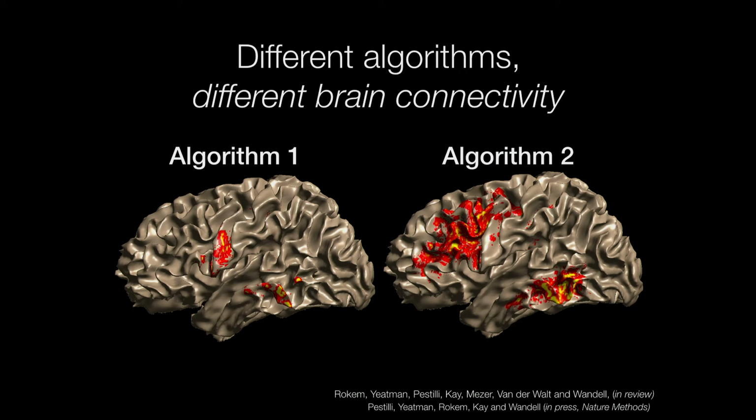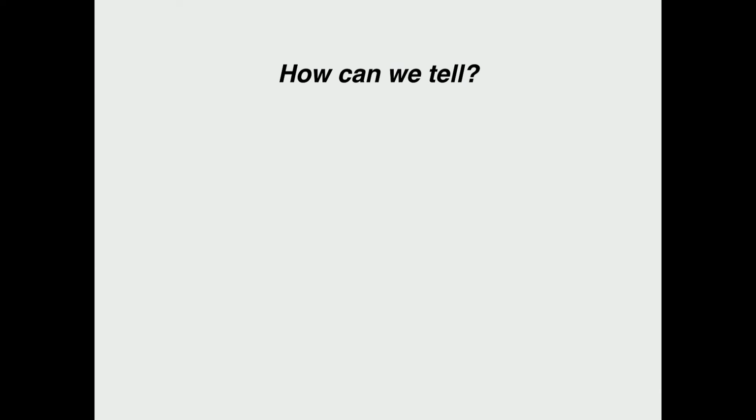Not only that, these different algorithms tell us quite a different story about the connectivity. This, again, is this first algorithm. If we look at the endpoints of the arcuate fasciculus on the surface of cortex, you might see quite different endpoints in one algorithm rather than the other. So this seems like a pretty serious problem. And the question is, how can we tell?